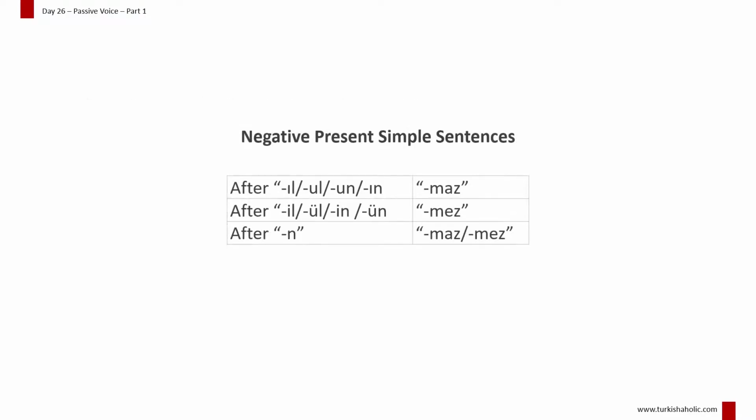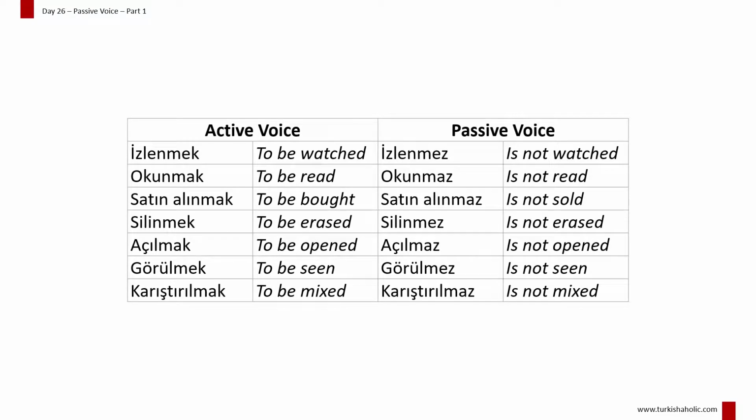In order to make passive voice for negative present simple sentences, we use the negative present tense suffix, mazmez, after the passive voice suffix and erase the infinitive suffix. First, let's see some verb conjugation examples for negatives. İzlenmek, izlenmez, okunmak, okunmaz, satın alınmak, satın alınmaz, silinmek, silinmez, açılmak, açılmaz, görülmek, görülmez, karıştırılmak, karıştırılmaz.